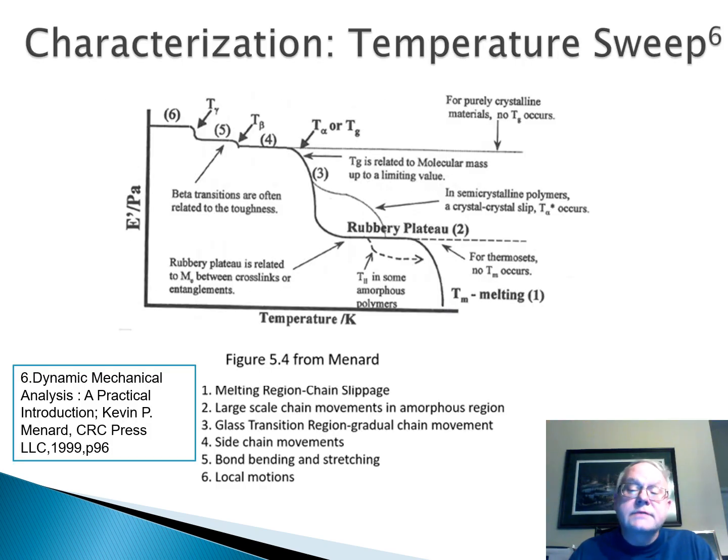As far as characterization goes in temperature sweep mode, you can see that you can get the melt temperature of a polymer, the modulus of the rubbery plateau, the glass transition temperature, and transitions below the glass transition temperature.